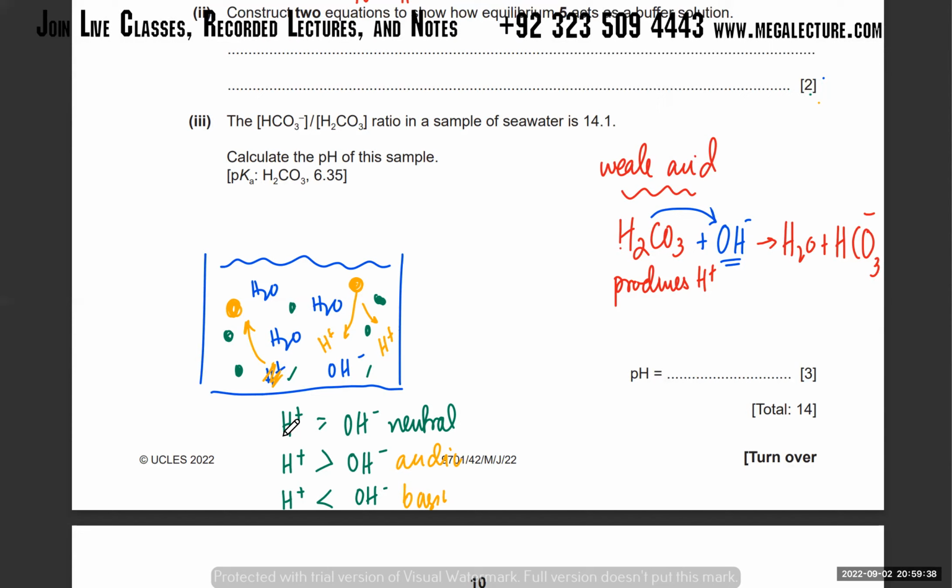Some reactions would require more OH- ions, so they would prefer basic conditions. Some would not require any H+ or OH- ions, so they would prefer neutral conditions. They don't really care about H+ or OH- ions, or maybe they need H+ and OH- ions in equal quantity, right? So remember, reactions get disturbed if you change the balance of the solution.